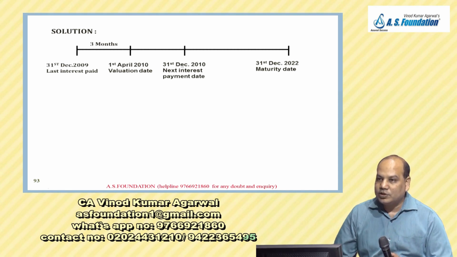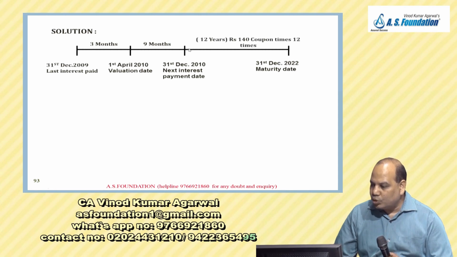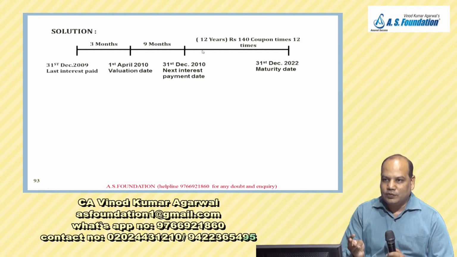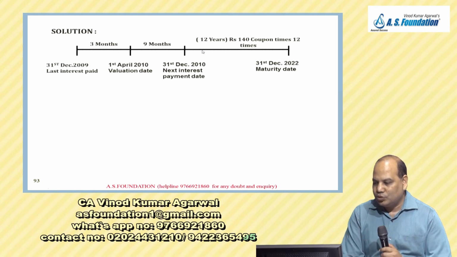Next interest payment date is 31st December 2010. So between valuation date and next interest payment date, we have 9 months. And maturity date is 31st December 2022. So how many more coupons will be paid after 31st December 2010? 12 years. Means 12 more coupons will be paid. Yes or no? You can count 2013, 14, 15, 16, 17, 18, 19, 20, 21, 22.